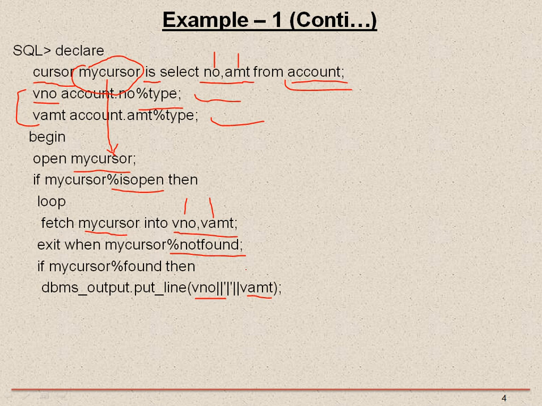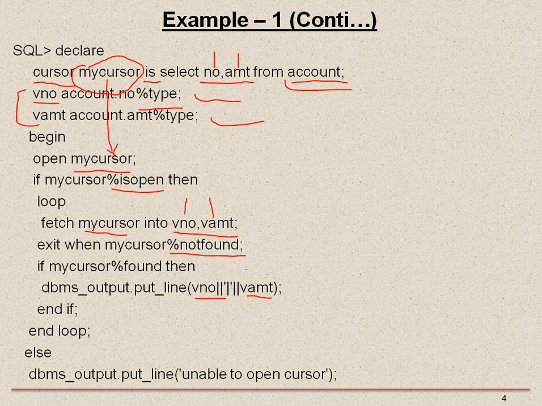Then the condition is over and the loop is over, and in the else portion, if the cursor is not opening properly, then I am just printing the message unable to open cursor. You can see here, this is the else of the if, and percentage is open is false, then the message dbms underscore output dot put underscore line equal to unable to open cursor will be printed, and end if.